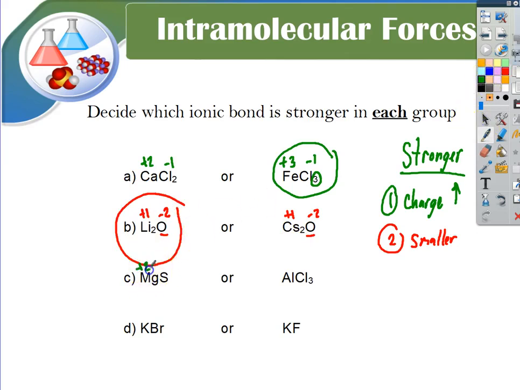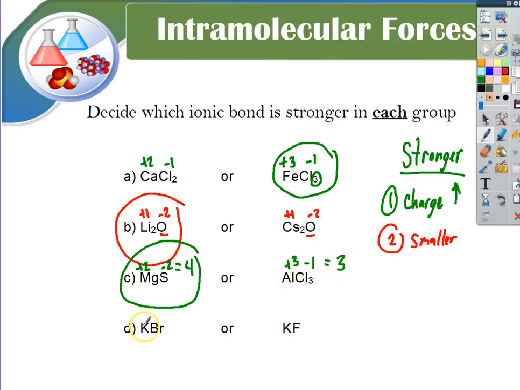Looking here, this is a +2. This is a -2. This one's a +3, and this is a -1. So the charges are different. To compare the charges, I'll multiply. So the overall magnitude of it, the charges between them, will be 4. Between these will be 3. So magnesium sulfide is going to have a stronger charge, so it's going to be stronger than AlCl3.